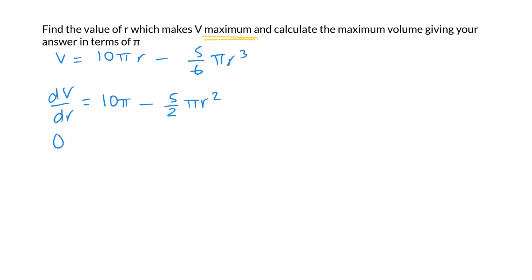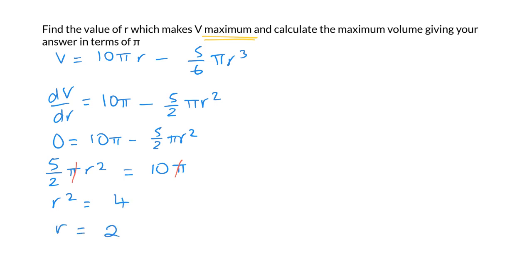That's going to equal 0 for a maximum. Bring the minus 5 over 2 pi r squared across, and cancel the pi's. So r squared would be 10 divided by 5 over 2. So that's 4, which gives us a value of r as 2. Again, even though it doesn't tell you, you have to prove that it's a maximum.